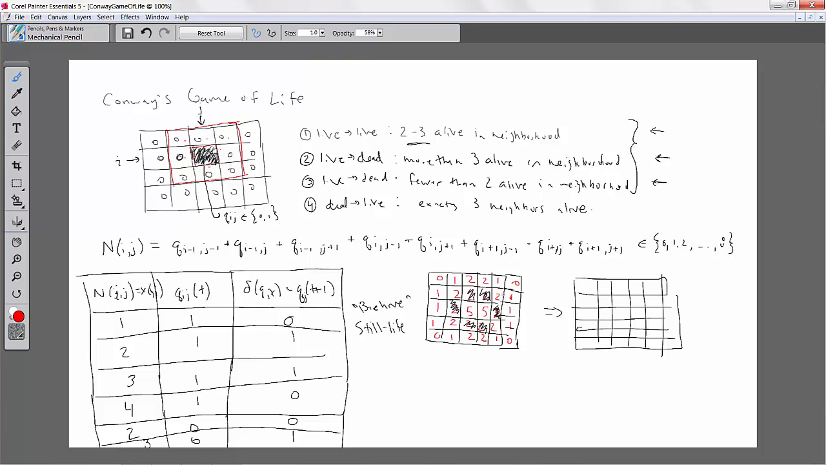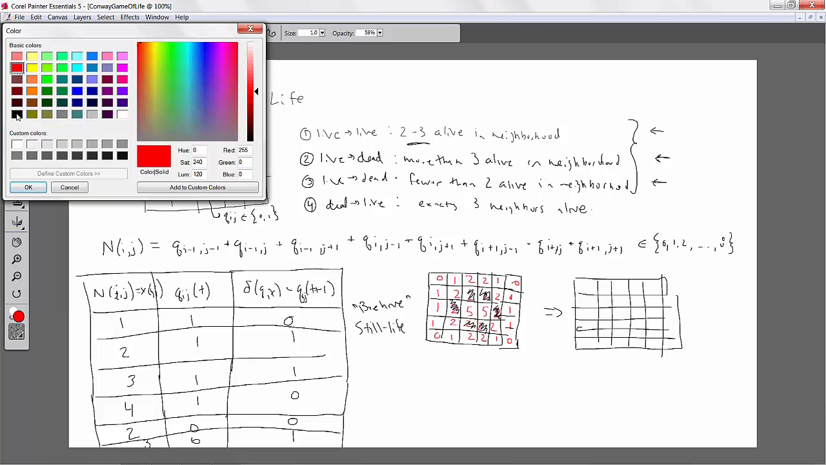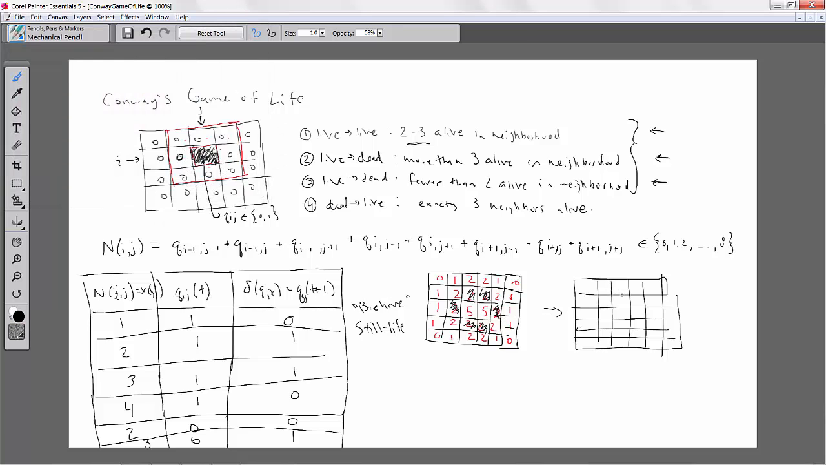2 or 3 neighbors, so they all stay alive. And there's no other cell that's dead and it has exactly 3 neighbors. So to transition this to the next time step, it actually just repeats the same pattern. So the cells that were alive stay alive, and the cells that were dead stay dead.